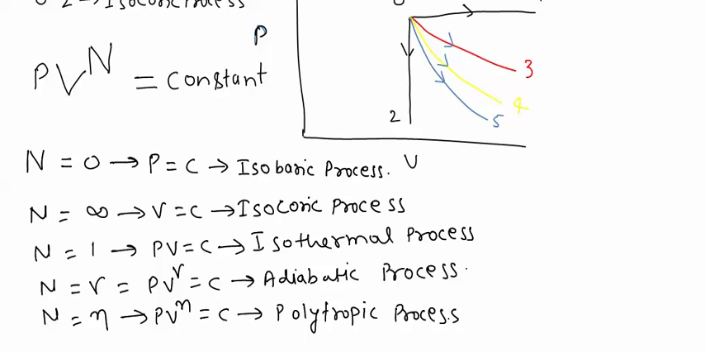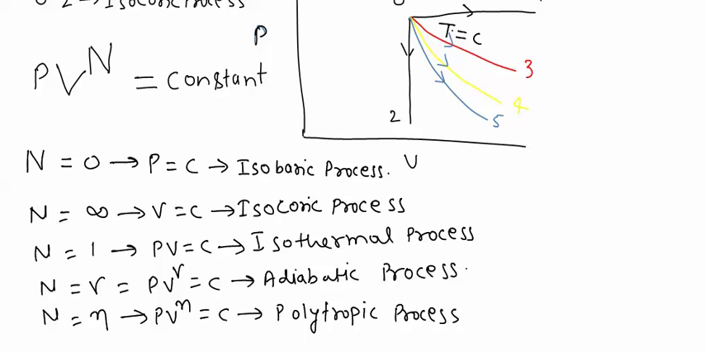It means if you move from 0 to 1 to 0 to 2, that is from here to here, with the help of 0 to 3, 0 to 4 and 0 to 5, you will see from 0 to 1 the value of N is equal to 0, and 0 to 2 the value of N is equal to infinity. It means all these curves will have the value of N from 0 to infinity. When you move from 0 to 1 to 0 to 3, N must be greater than 0. It is nothing but N is equal to 1, that means temperature is constant. So the 0 to 3 process is your isothermal process.